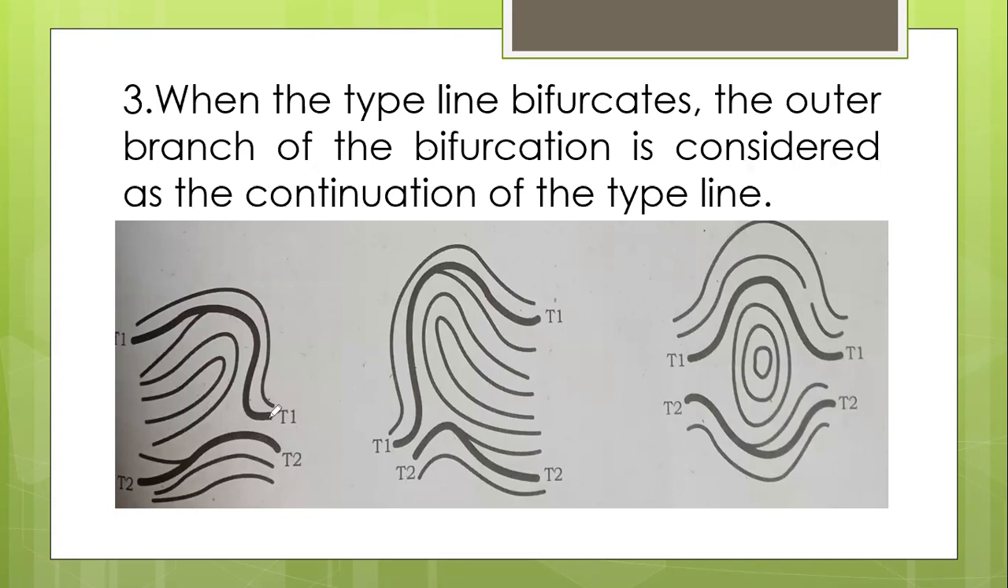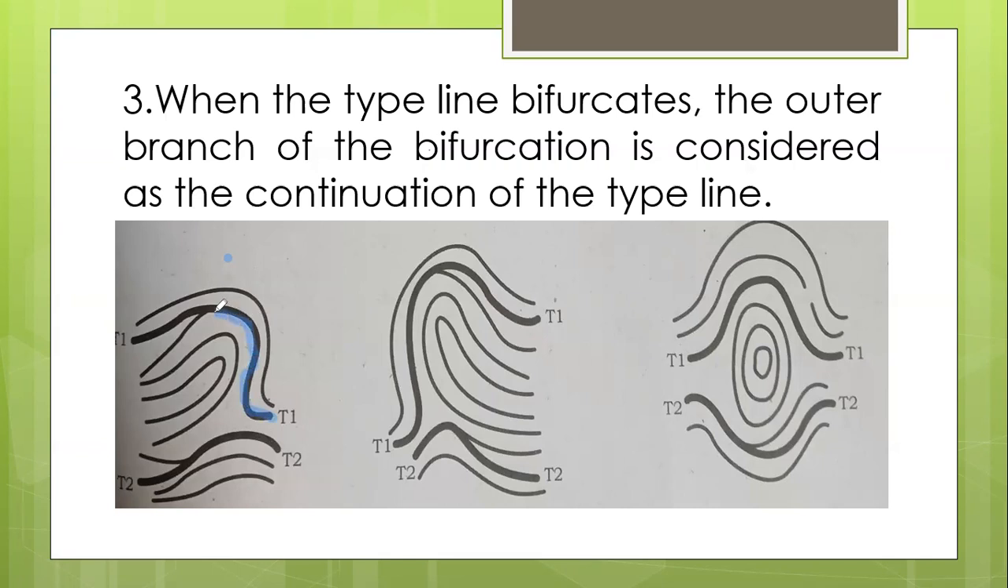If you look, always look for the rule on determining the type lines. What is this? In this pattern, the loop pattern, you first look at the two innermost ridges, which is this one, the T1 or type line 1, and then the T2.